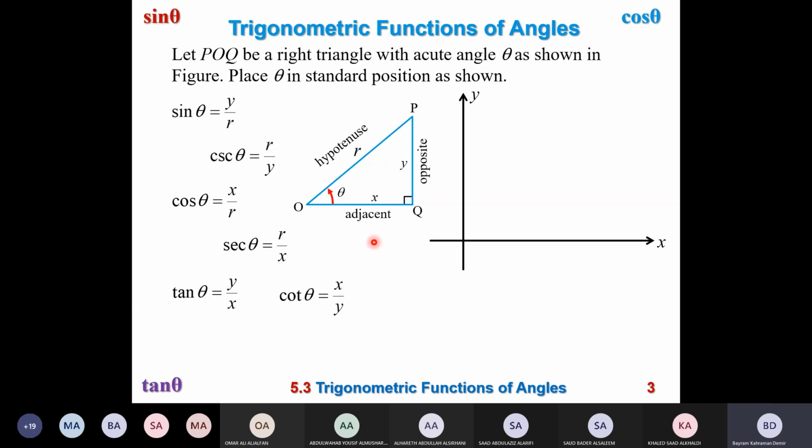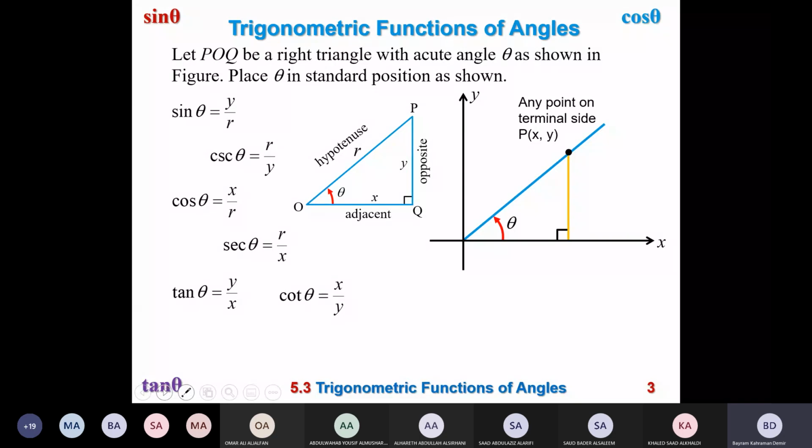So by using the same technique, for any angle, for example, here we have a terminal side of this theta, and suppose we are given any point on the terminal side, with the coordinates x, y. What we can do is drop a perpendicular line to the x-axis so that we get the right triangle here.